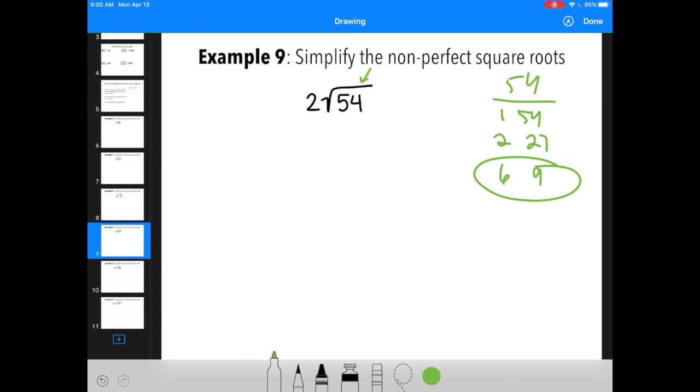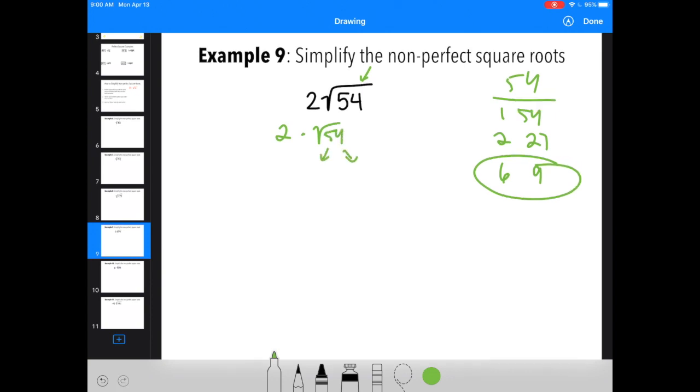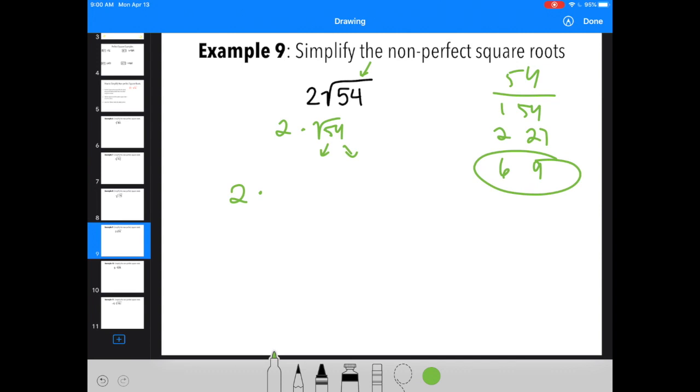So, break this up. I'm going to have 2 in my front multiplied by, if I break up my 54, or actually let's backtrack for a second. I'm just going to rewrite this to give you guys a visual. 2 square root 54 is the same as 2 times square root 54. So if I break up square root 54, that gives me 2 times the square root of 6 multiplied by the square root of 9.